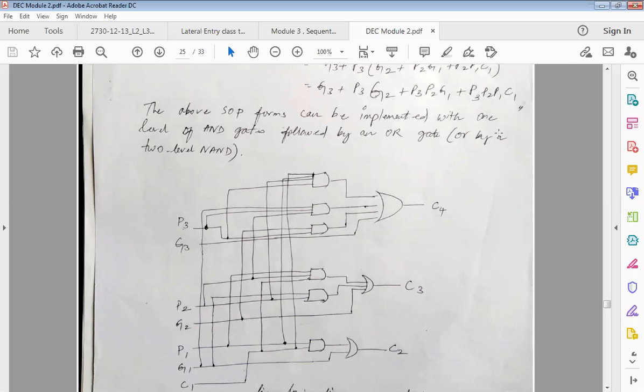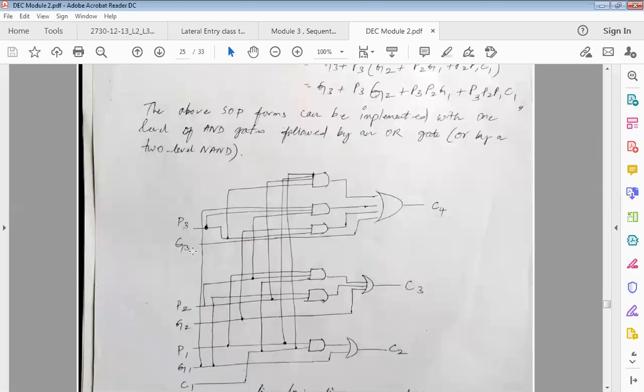So this is in SOP form. So we can implement this with the help of AND gate, because this needs to be multiplied here. And for the purpose of addition, we use OR gate, right? So let us see the C4 example.